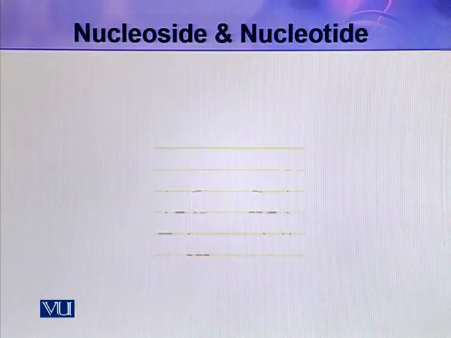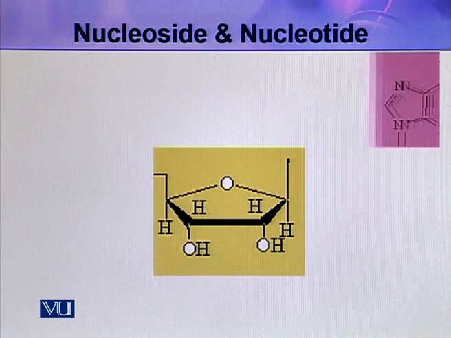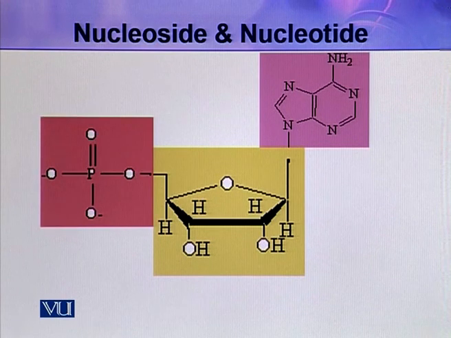So in this picture, you can see this is a pentose sugar, and this pentose is in its furanose configuration. When a nitrogenous base is attached to this pentose, it becomes a nucleoside. And to this nucleoside, if a phosphate group is attached, it becomes a nucleotide. So this molecule is a nucleotide with all its three components. Now let us see how these three components are joined together.